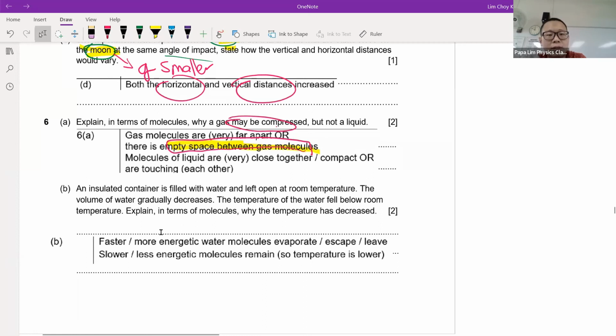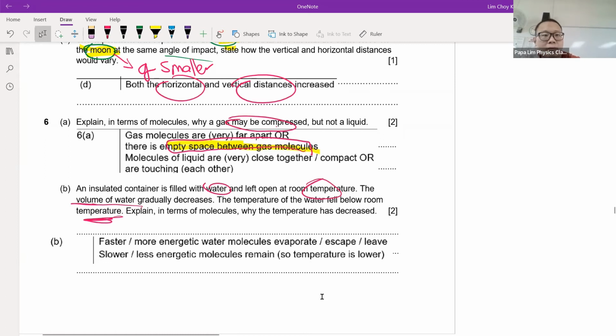Now, a container filled with water and left open at room temperature. The volume of the water gradually decreases, and the temperature of the water falls below the room temperature.